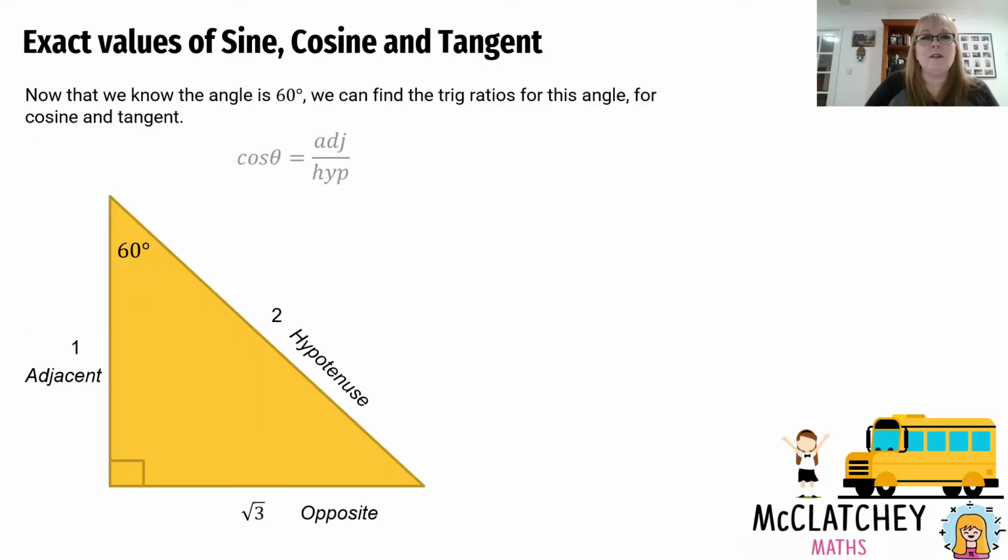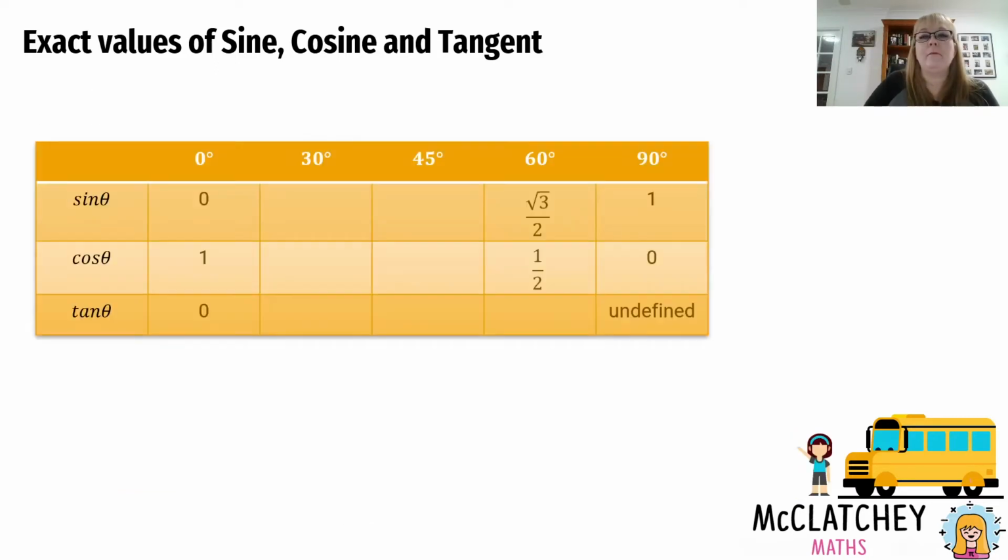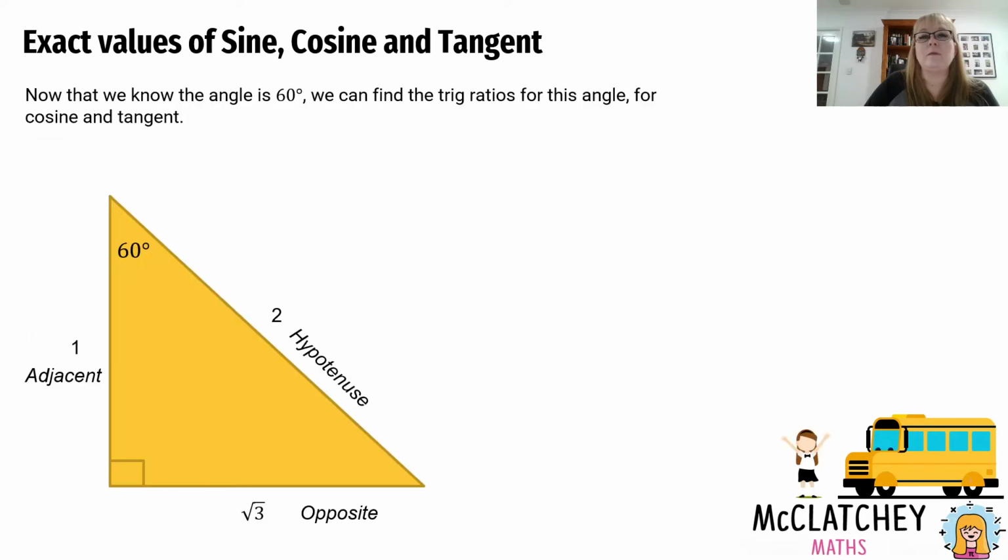What about cosine? Well, cosine is going to be the adjacent side over the hypotenuse. So the cosine of 60, because we know that angle now is 60 degrees, is going to be exactly a half. And we can pop that in our table. And that leaves us with the tangent, which is opposite over adjacent, which will be root 3 on 1, which we would simply represent as root 3. So we know now that the tan of 60 is root 3.